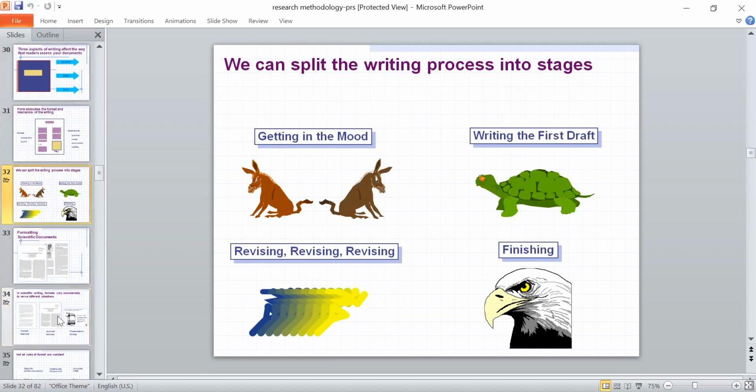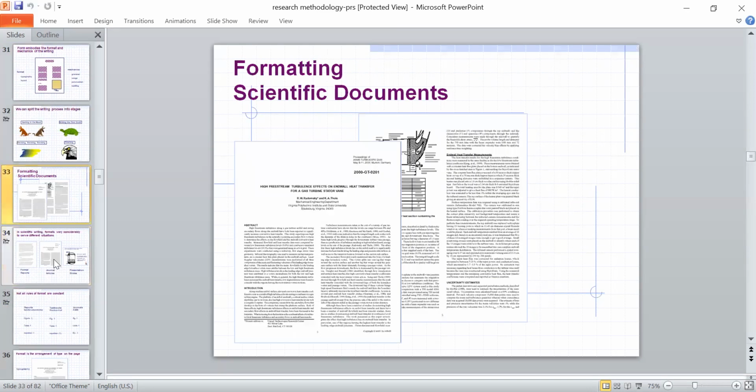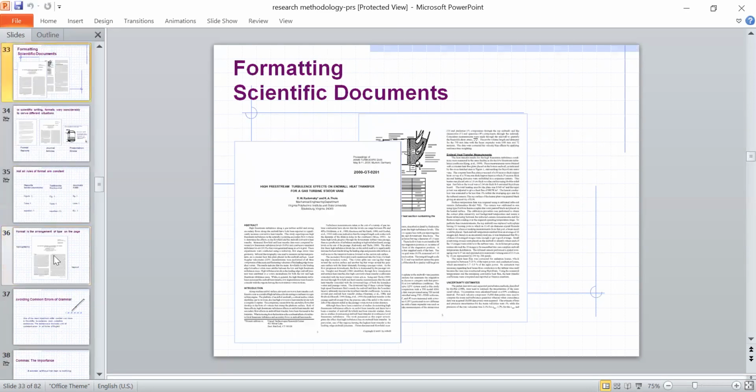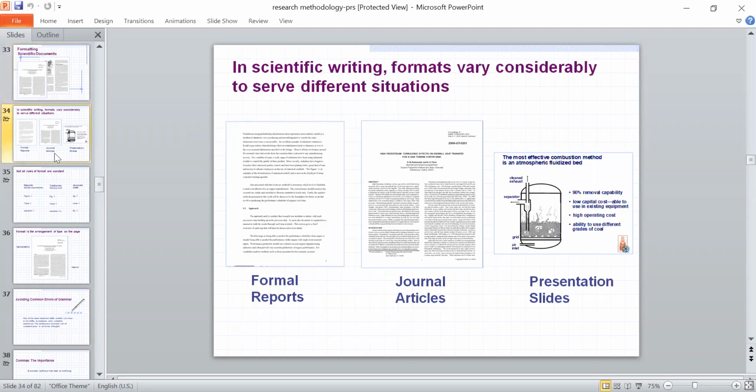Formatting scientific documents. This is double column format, just for you. Even single column format is also there. Mostly Nature, Springer, Elsevier are following double column. So based on the journal, we can change the style. In scientific writing, formats differ by situation: formal reports, general articles, presentation slides.